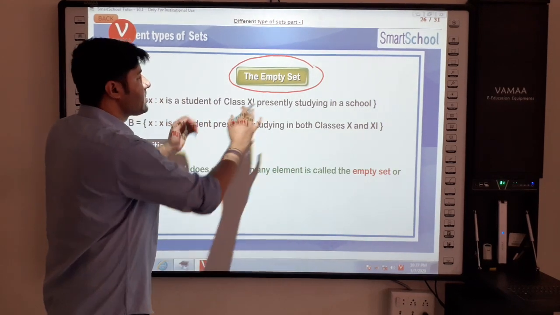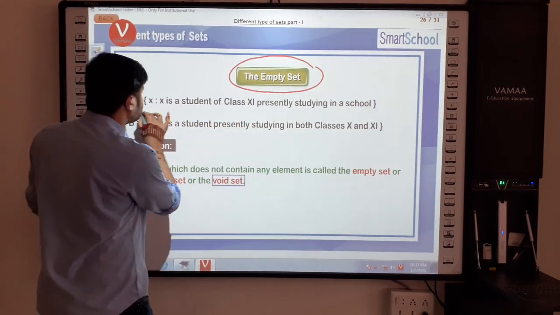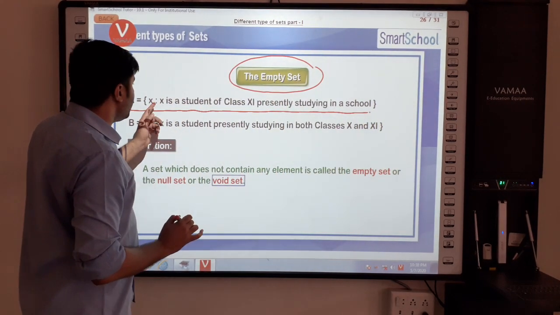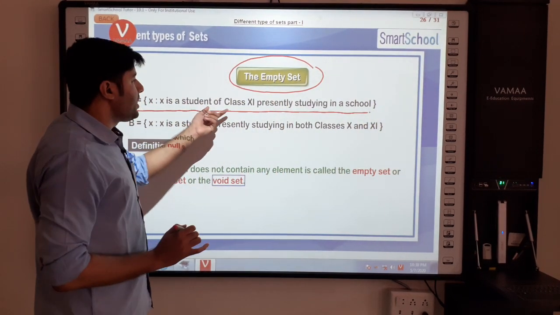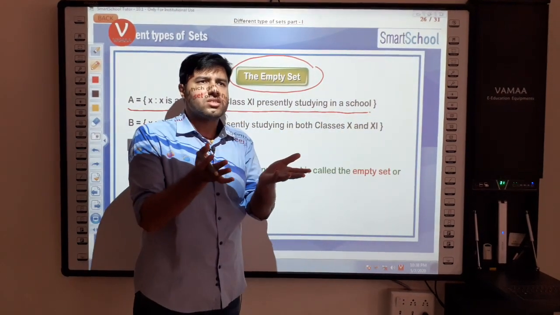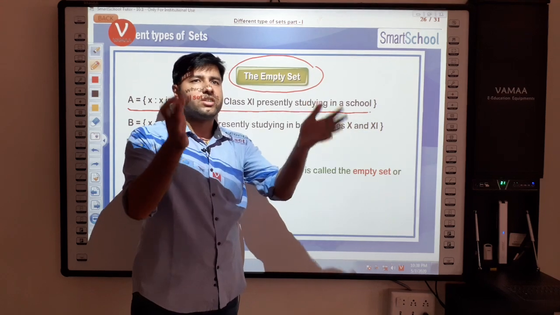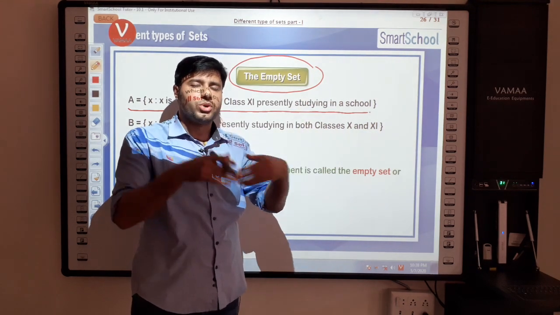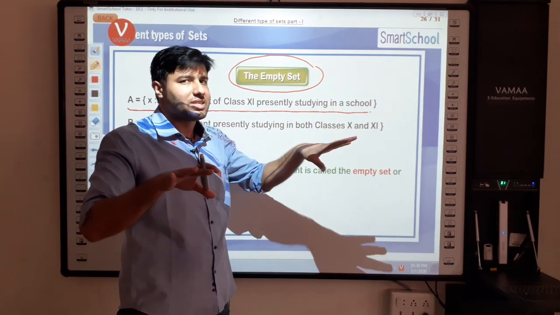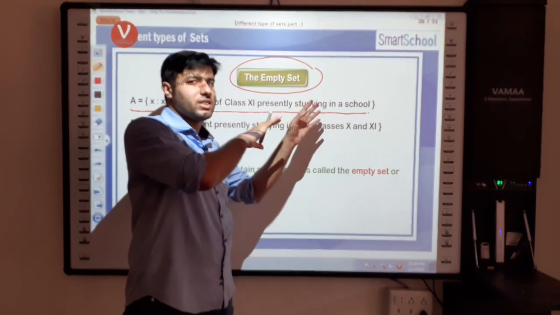Here we have taken some examples also. The first example is set A, which says that set A is equal to {x : x is a student of class 11th presently studying in a school}. Obviously this is a defined set. We have a definite number of students who are studying in class 11th. So this is not an empty set. The elements exist in this set.